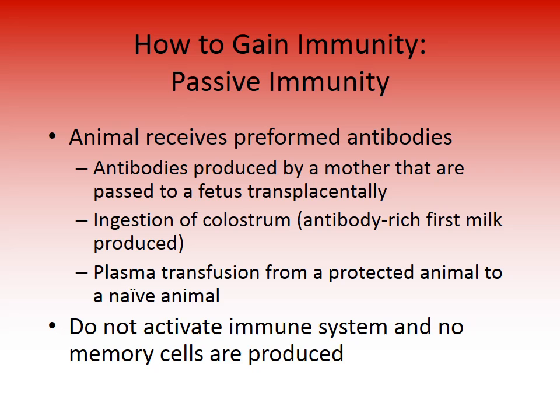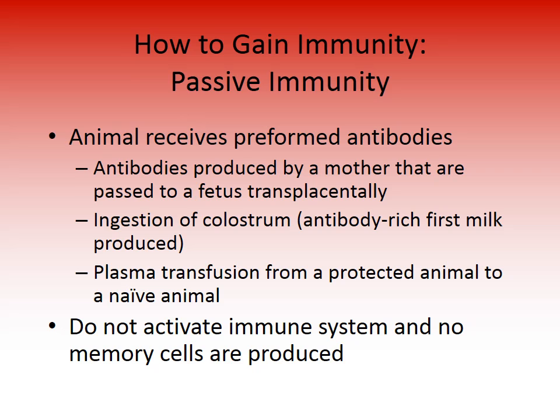Ingestion of the colostrum is a form of passive immunity because that baby drinking the colostrum will be drinking antibody-rich milk that's produced by its mother. So the antibodies will be discharged into the colostrum, and the baby can get those antibodies that way. Or a plasma transfusion from a protected animal to a naive animal. So you can do a plasma transfusion from one animal that has a great immunity or a lot of antibodies against something and give it to another animal, and they can passively get that immunity that way.